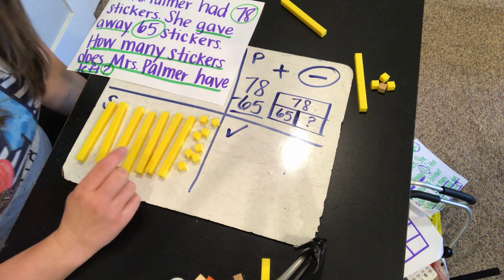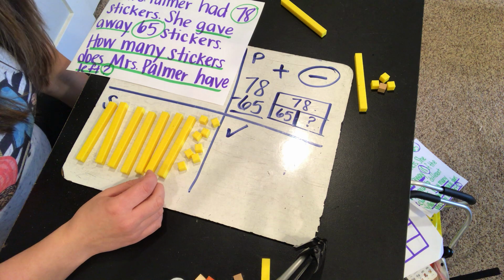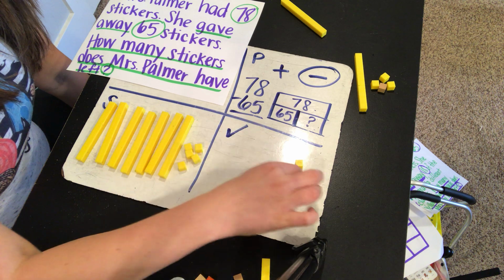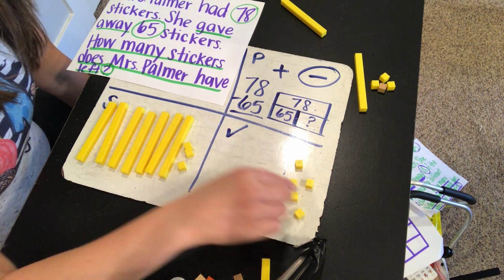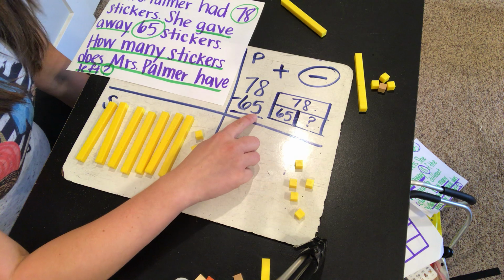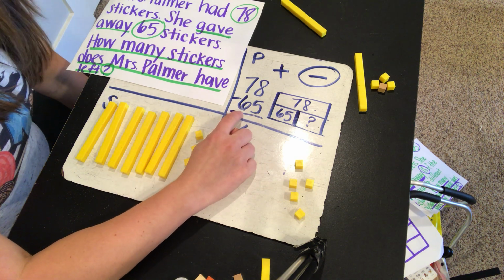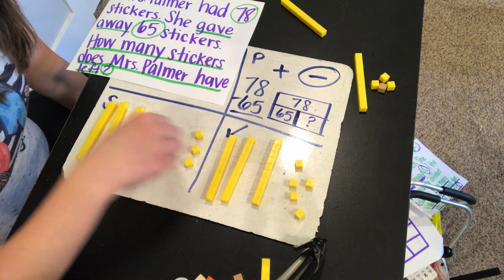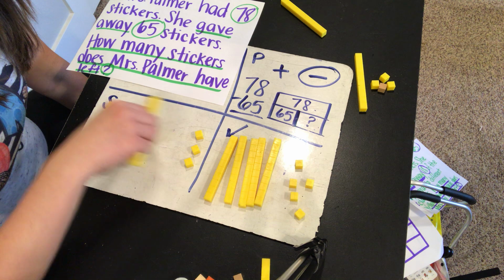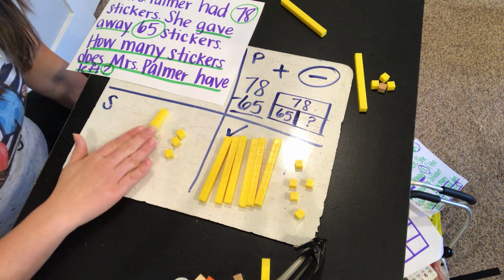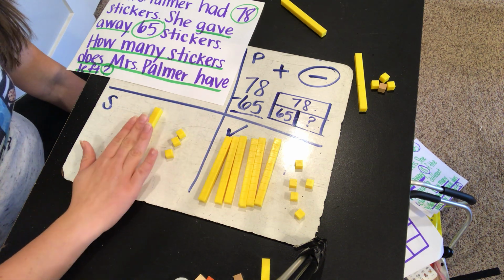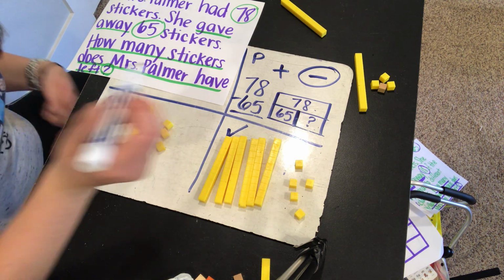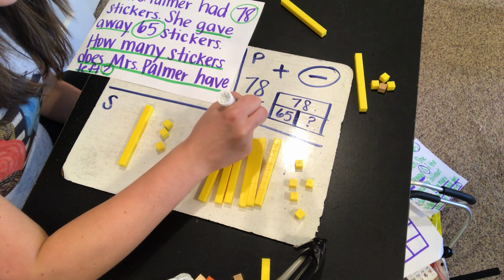Okay. Now we have to take away 65. So we're going to start by taking away our 5 ones. 1, 2, 3, 4, 5. Okay, then we need to take away our 10s. We need to take away 6 10s. 1, 2, 3, 4, 5, 6. How many am I left with? I'm left with 10, 11, 12, 13. So 78 take away 65 is 13.